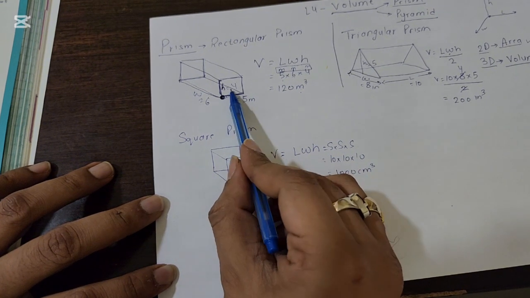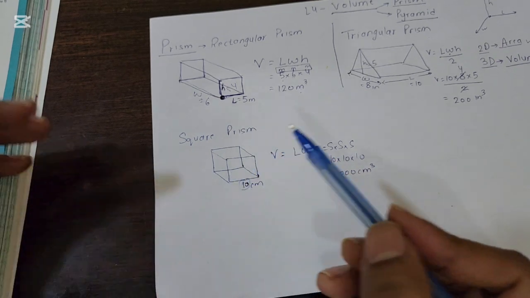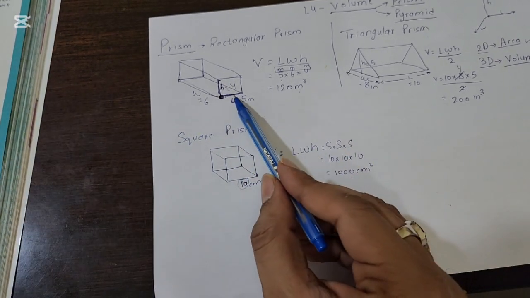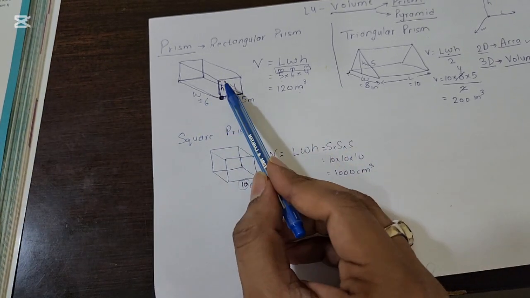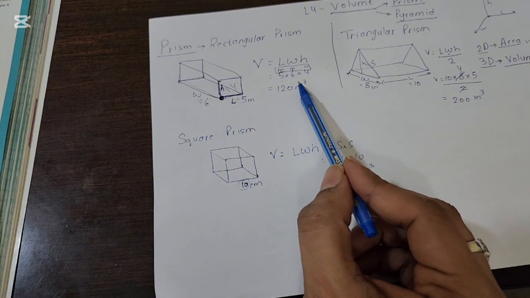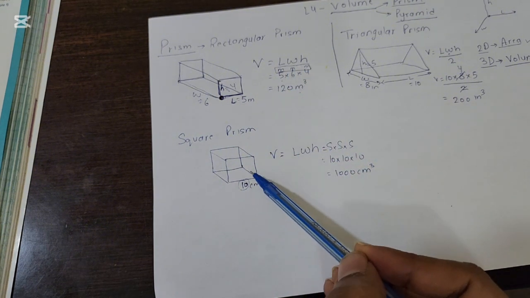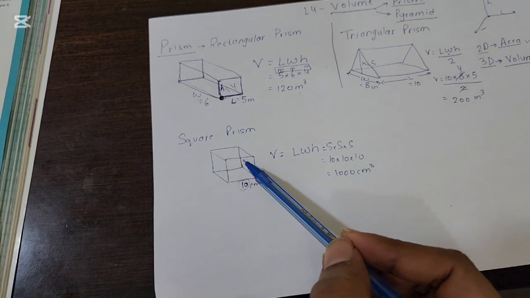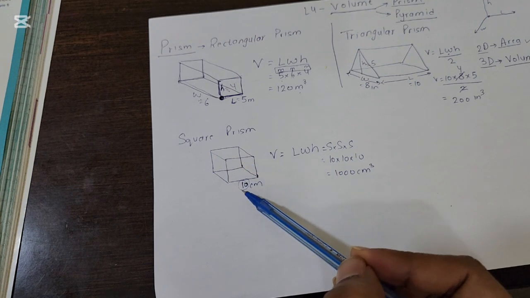So see, the rectangular prism and square prism are basically the same. In the rectangular prism, the length, width and height are different, so we write them separately and multiply them. But in the square prism, all the sides are the same, so he will give you only one side.